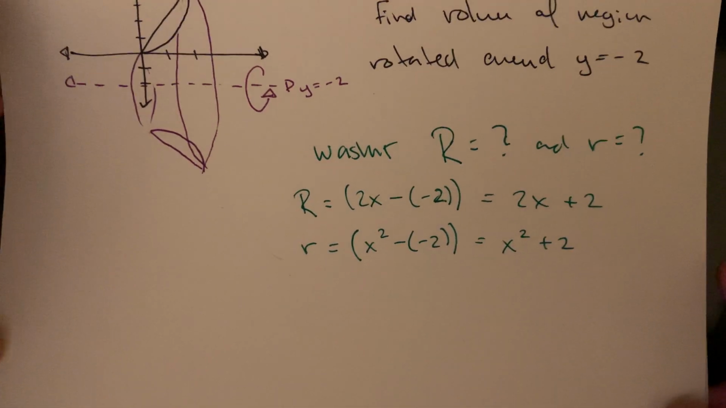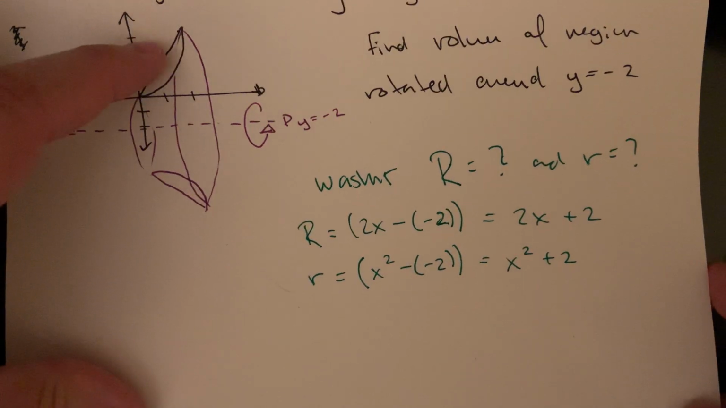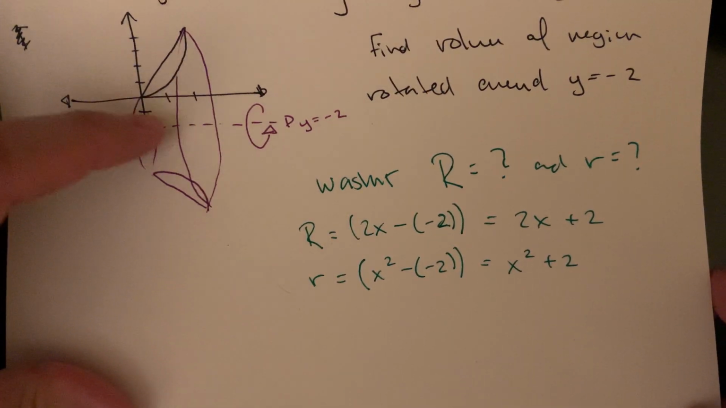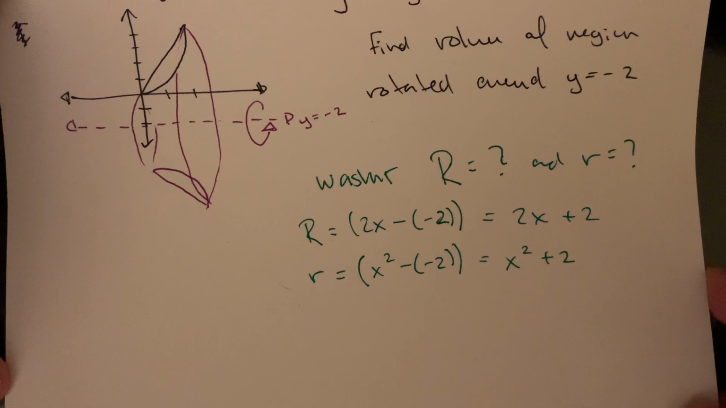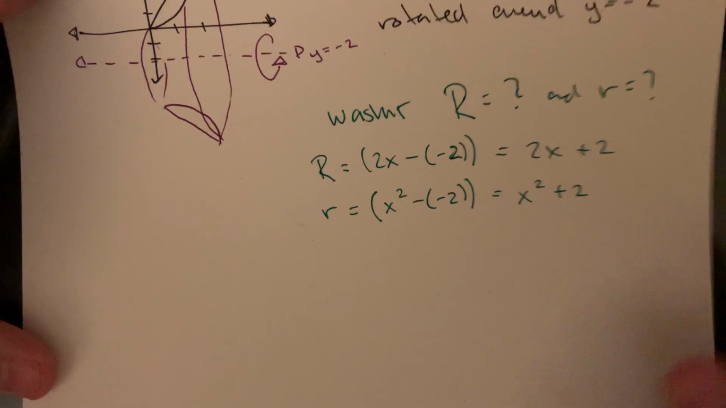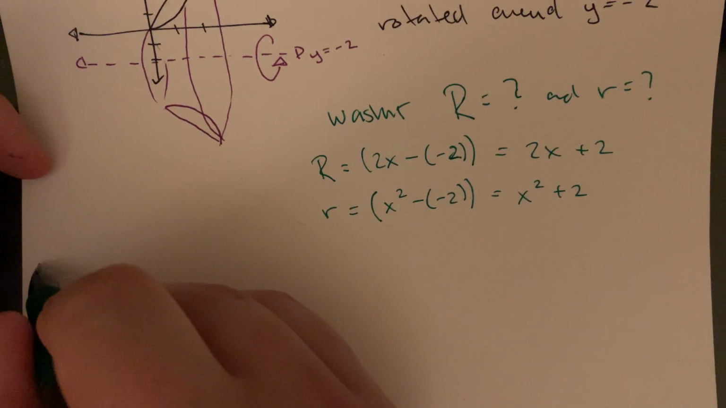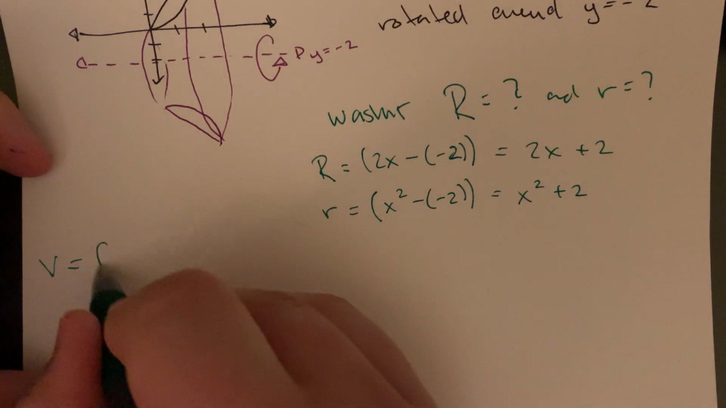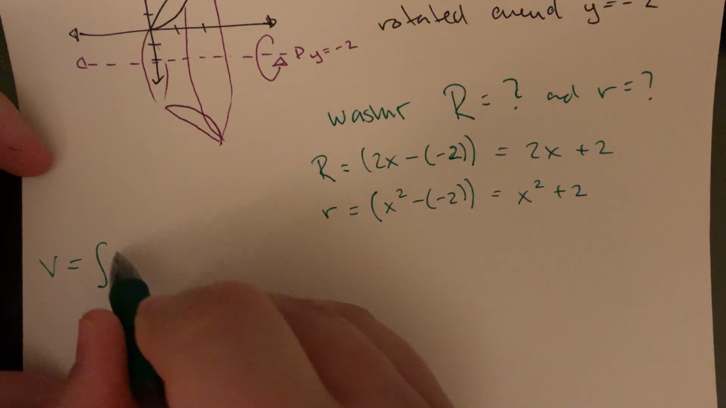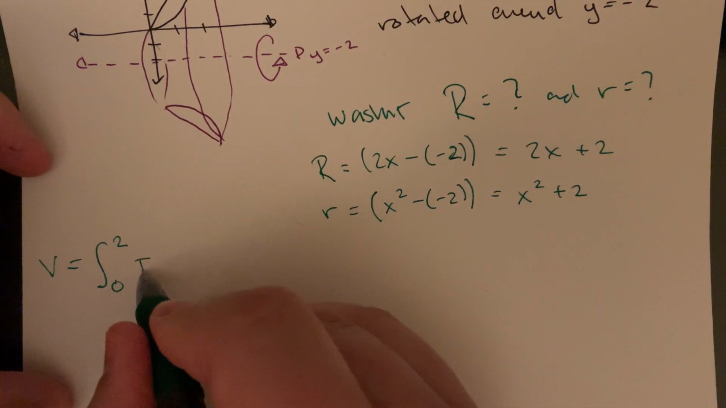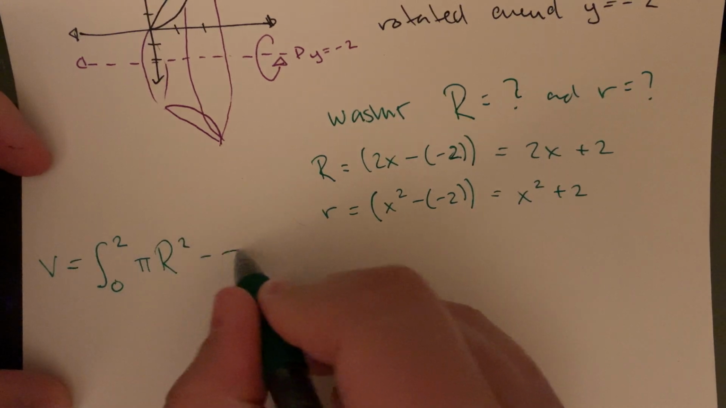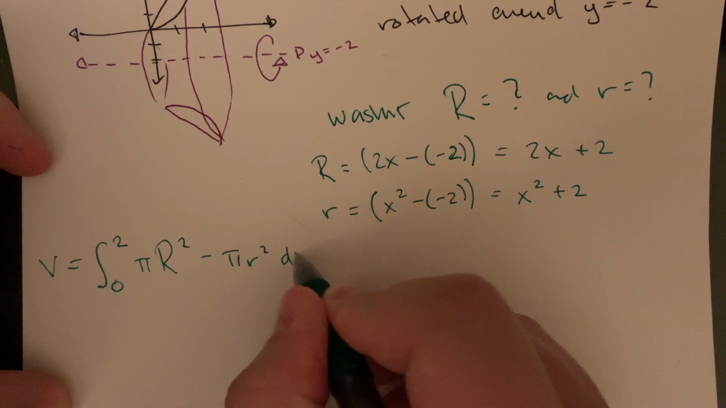Conceptually, if you're comfortable with saying, well, it would be the function values just plus 2, that works, right? I guess in some sense, there's no reason not to think of it as simply as that. So my volume here, the interval runs from 0 to 2. So this would be pi big R squared minus pi little r squared, dx.